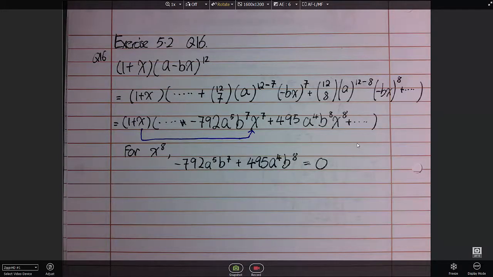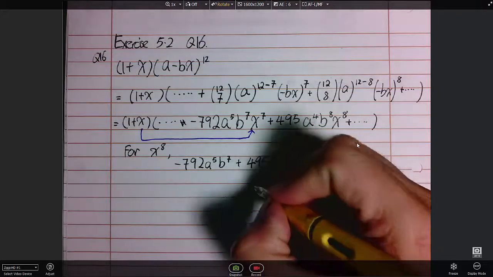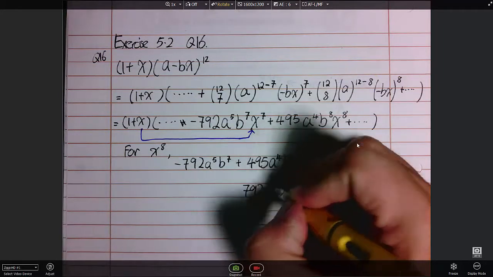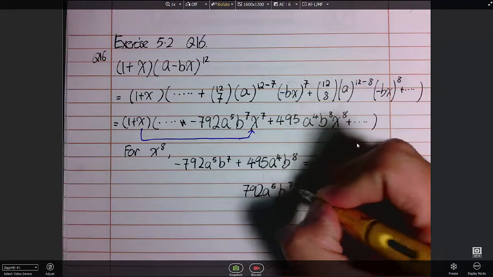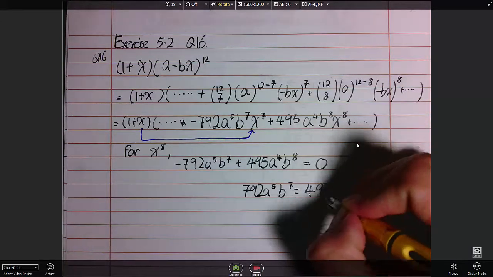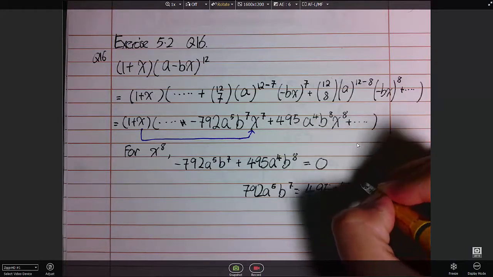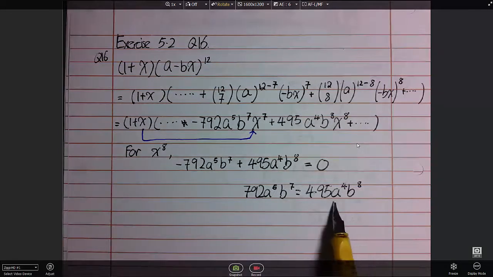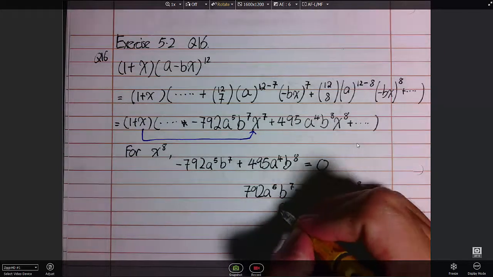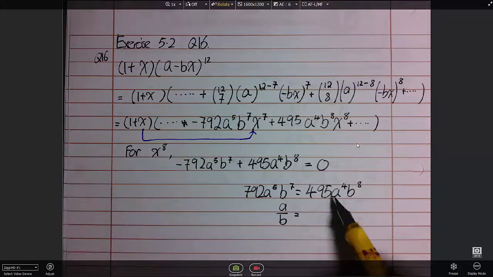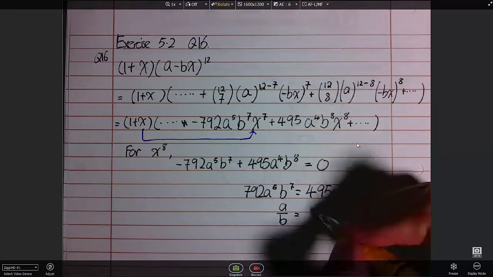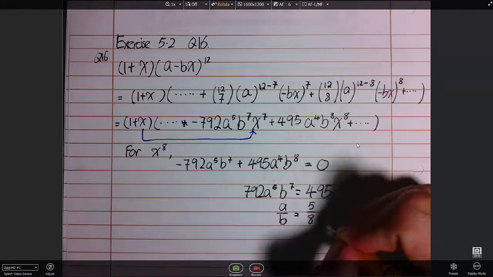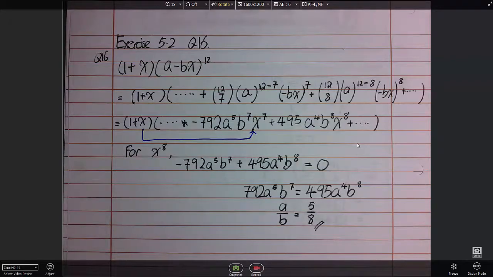Now, find in simplest form the ratio of a over b. So if you simplify everything, you should get 792 a to the power of 5, b to the power of 7 equals 495 a to the power of 4, b to the power of 8. Then if you just divide both sides by a to the power of 4, b to the power of 8, you get a over b, and 495 divided by 792 gives you 5 over 8. And we are done with question 16.